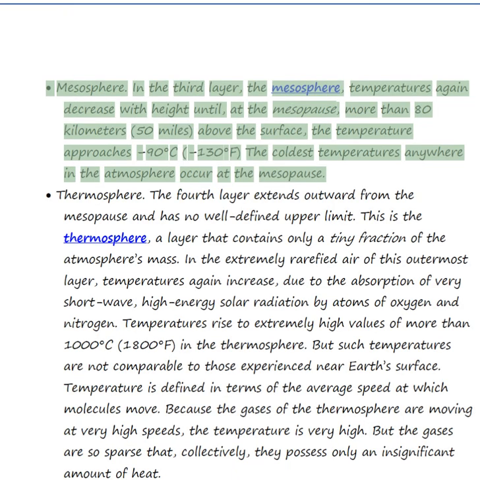Mesosphere. In the third layer, the mesosphere, temperatures again decrease with height until, at the mesopause, more than 80 kilometers above the surface, the temperature approaches -90 degrees C. The coldest temperatures anywhere in the atmosphere occur at the mesopause.